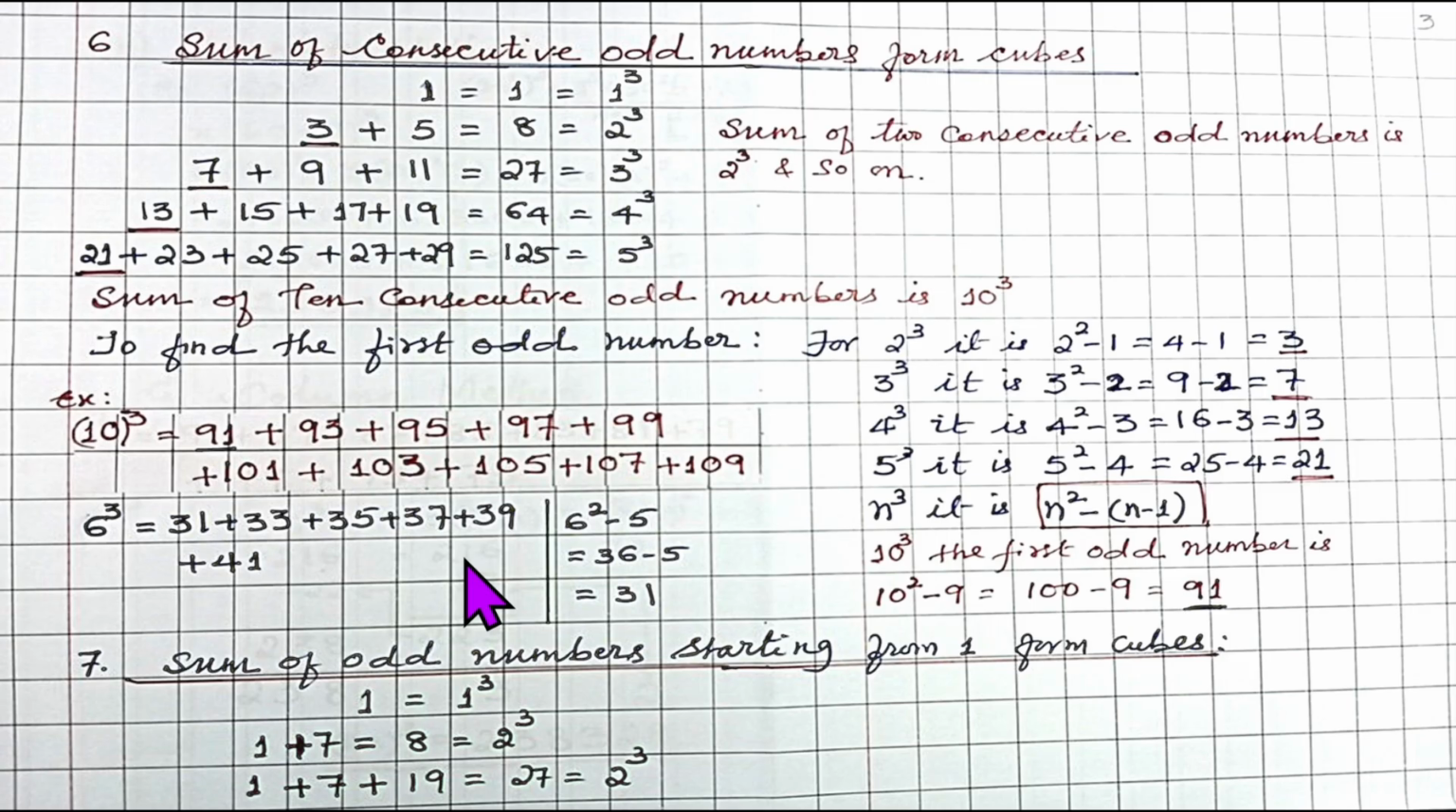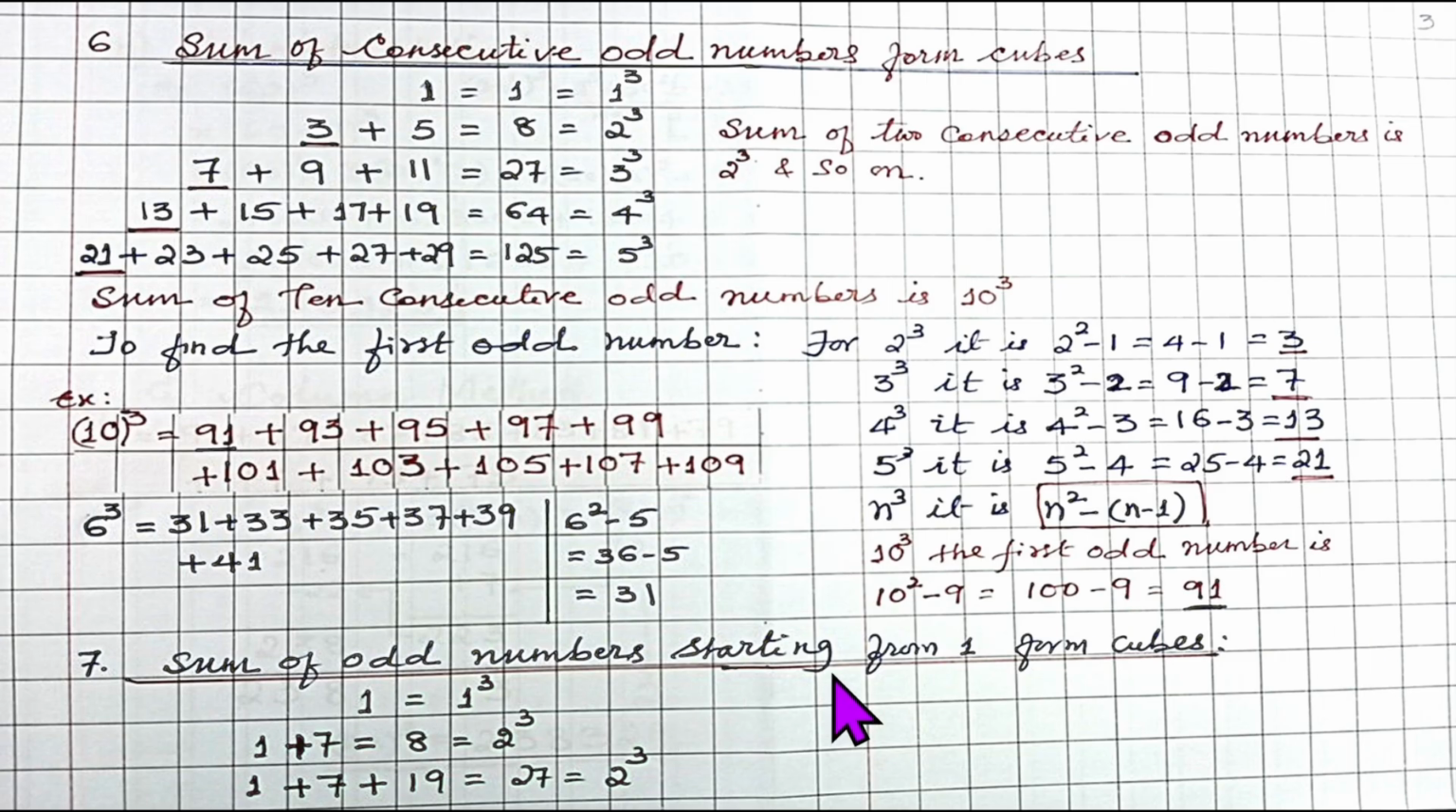So that is the method of finding out the first odd number and writing down the odd numbers to get a particular cube number. So please remember that. A very easy method, but you have to know the correct procedure to solve it.